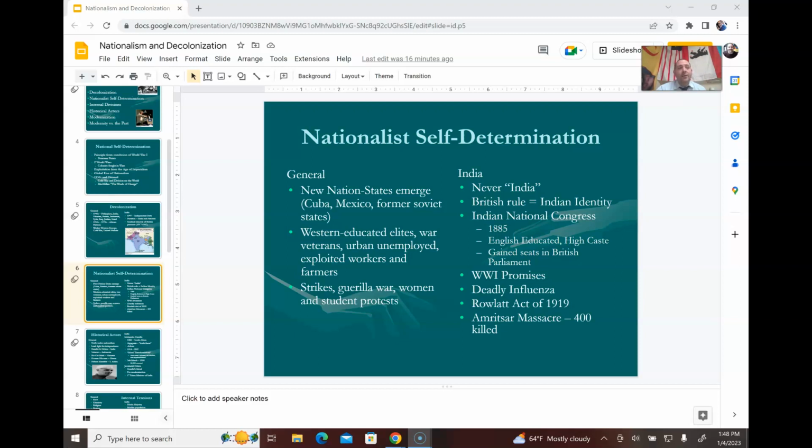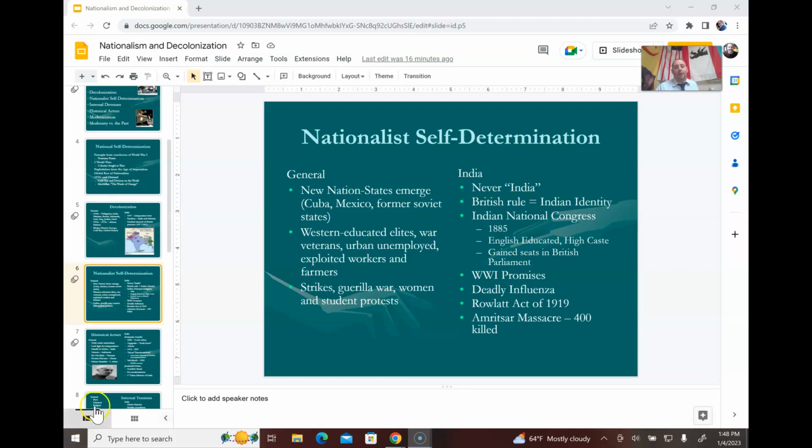In the 1880s, there's the formation of the Indian National Congress, which is important to be aware of, right? They're using the word Indian here. And in this case, India means all of the subcontinent, right? Not just Hindu, not just the majority of India. They're talking about all of India. And these are very well-educated, high-class young men coming in.